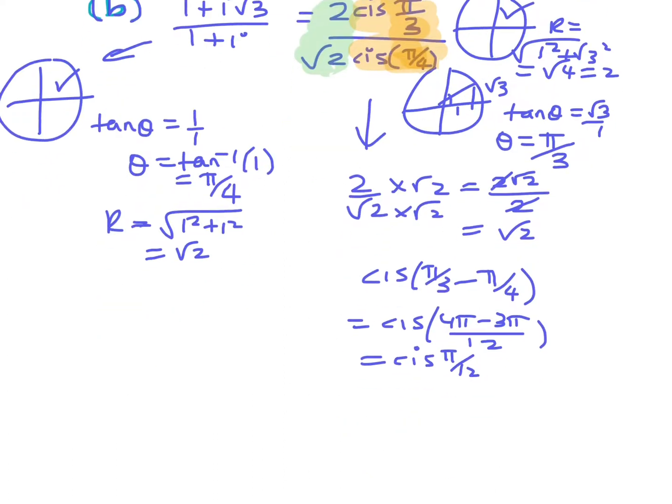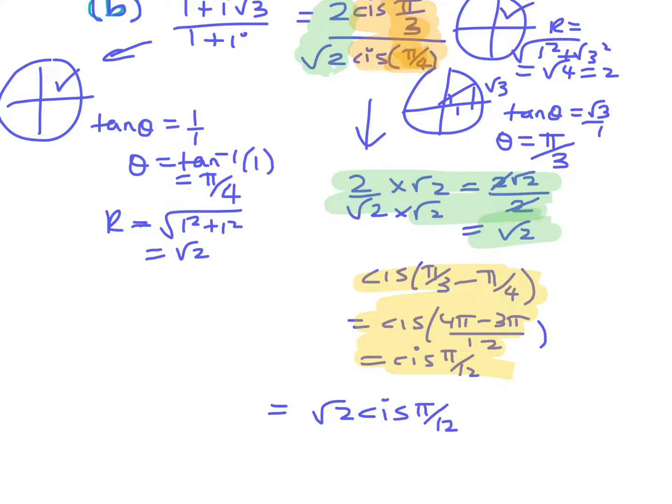So that means that it will equal the 2 on root 2 simplified to root 2. That's what that is over there. And then the other one, the argument went to cis pi on 12. So I'll just write that down there.